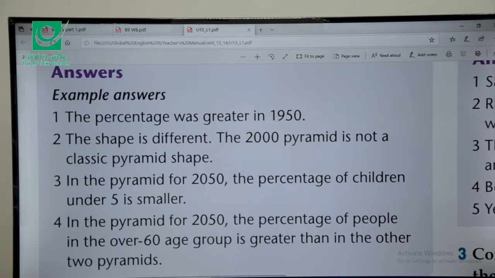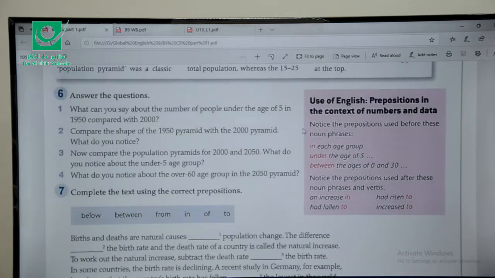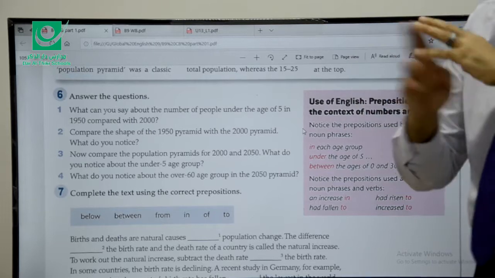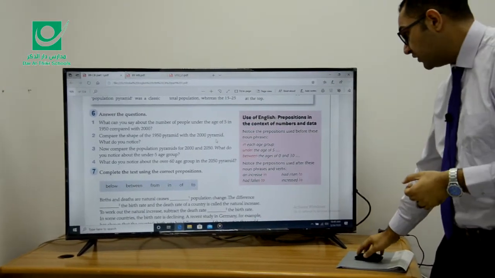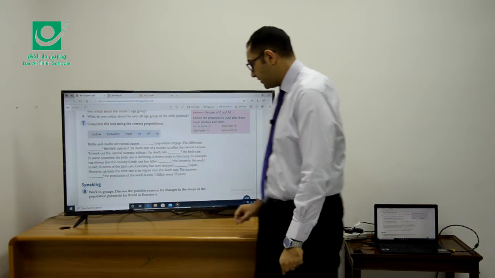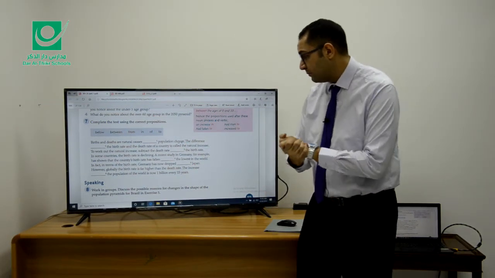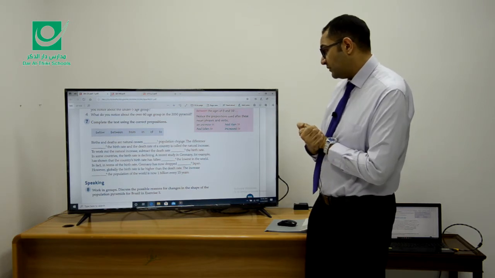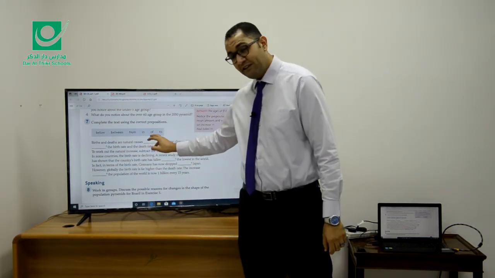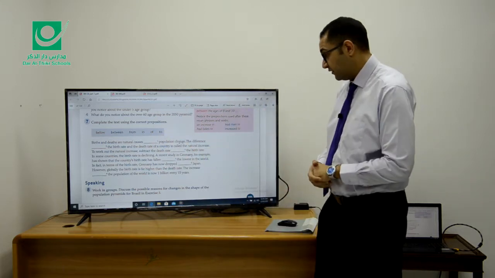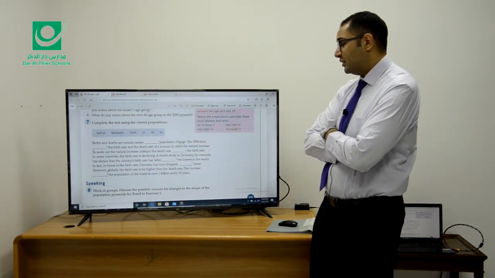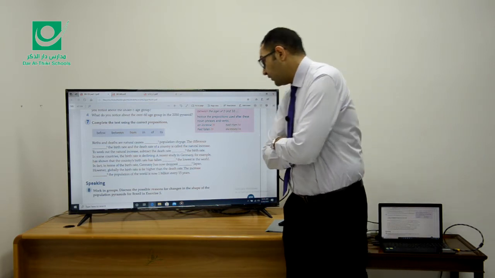And on that note, we also have the grammar part, which is the use of English for prepositions. What do I mean by prepositions? Yes, thank you. In, on, about, and those kinds of words. Now if we look here, we have this exercise with some choices of prepositions, and we're given an example for Germany and some other countries, and you need to find the correct prepositions and fill in the gaps. Let's start with the first one. Birth and death are natural causes of population change. Yes, thank you, of population change.